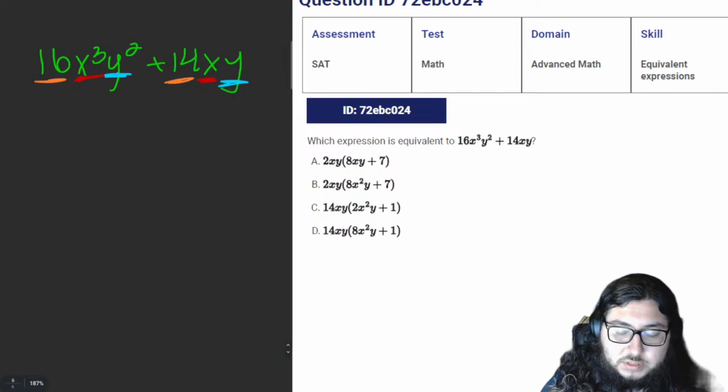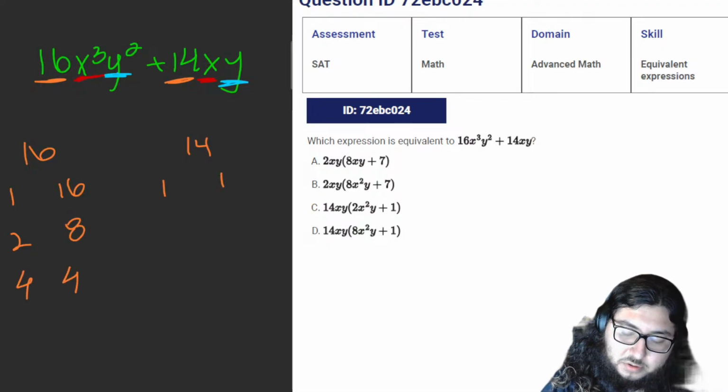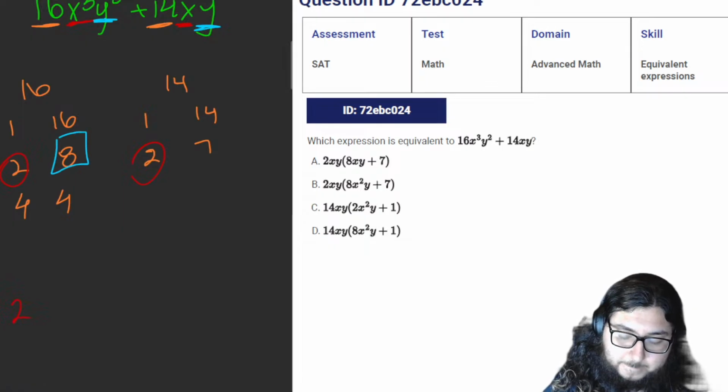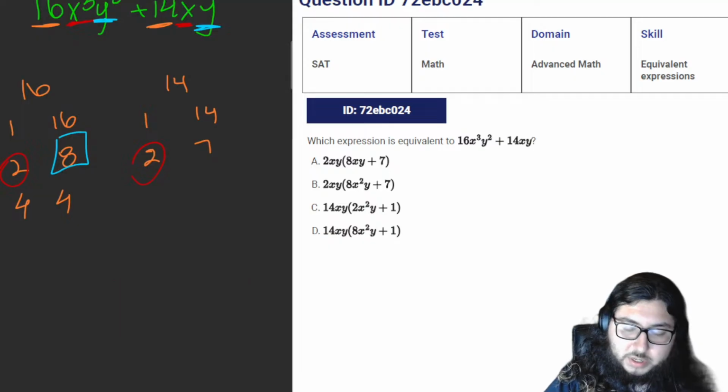So let's start between 16 and 14. So we list the factors. Those are our factors of 16. These are our factors of 14. And we see that 2 is the greatest common factor. So we can factor out 2. And what's left, we'll write inside the parentheses. So times 8 plus 4. Well, actually, let's do that at the end. We'll rewrite it at the end.